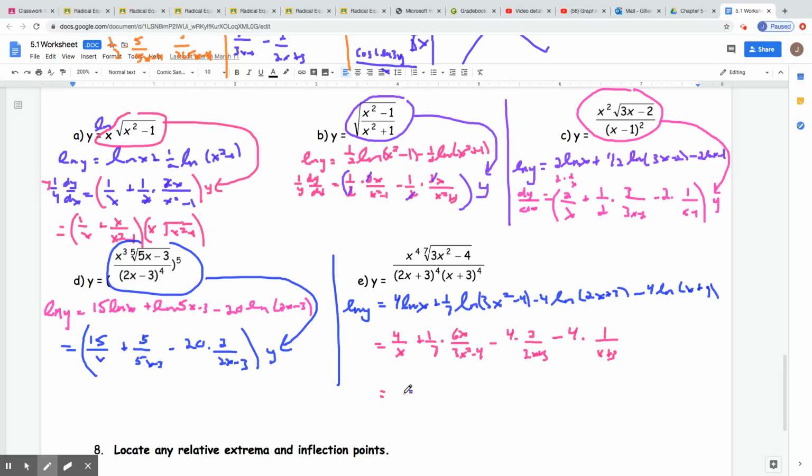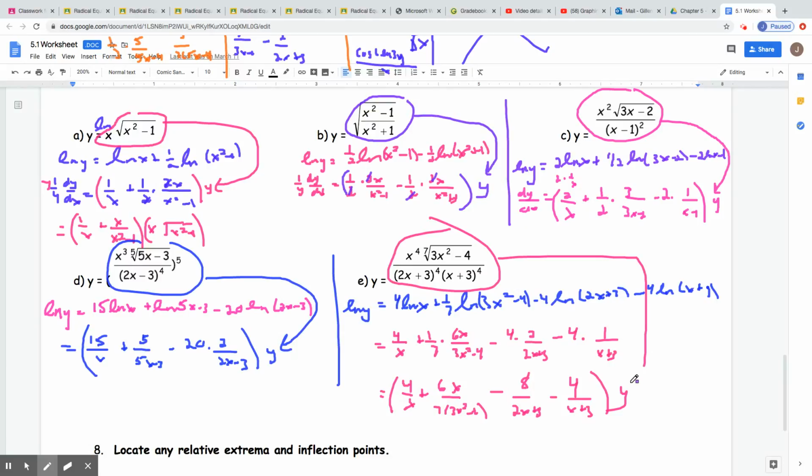Actually, for this last one, I'll just write it all out. So it's going to be 4 over x plus 6x. We're just multiplying by them. You don't even have to multiply it out, though. 7 times 3x squared minus 4 minus 8, because 4 times 2 is 8, 8 over 2x plus 3 minus 4 over x plus 3. All of that times y, and y is that. You don't have to rewrite y. You literally can just write y and draw a circle over it with an arrow.